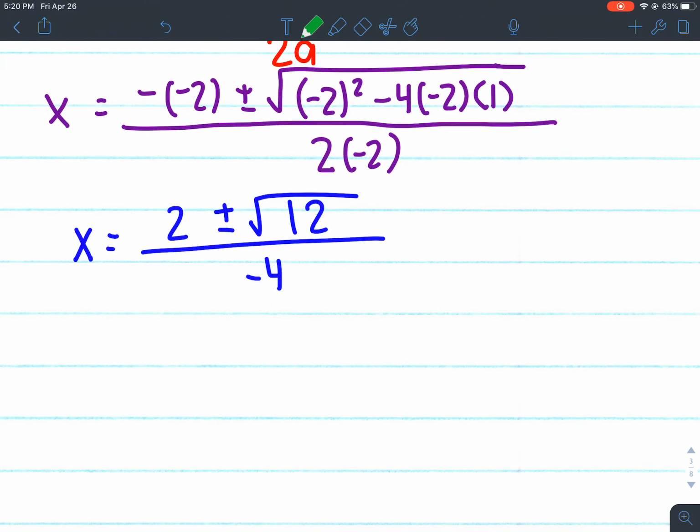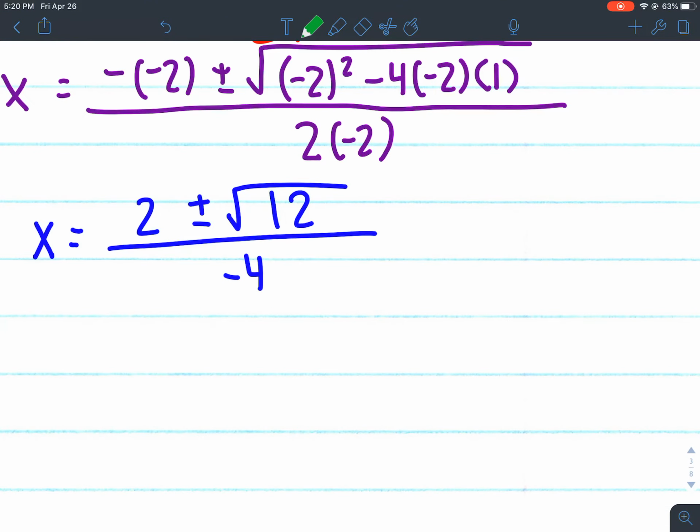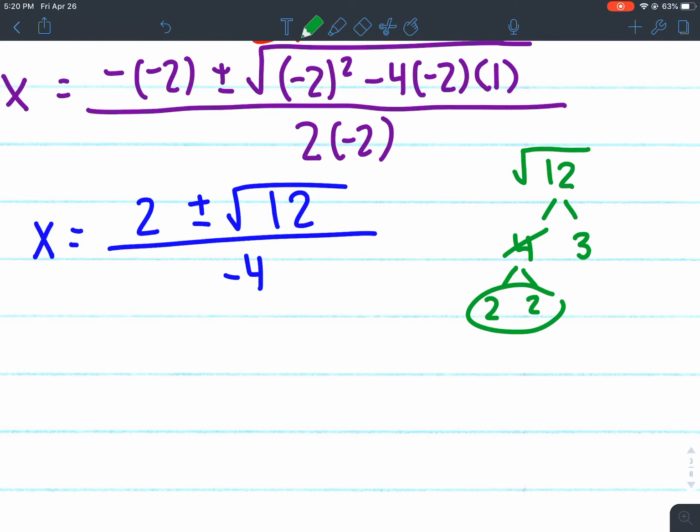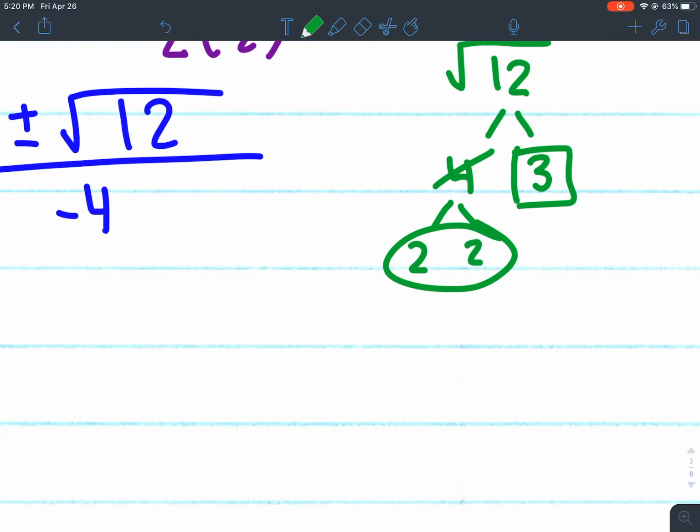Again, before you box your answers, you always check, is my radical simplified? So you're going to check to see if square root of 12 can be simplified. You get 4 and 3, 2 and 2, okay? So I have one pair and one lonely child.